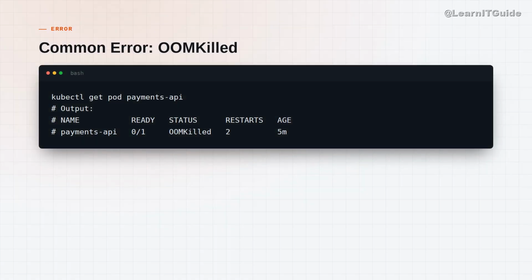So what happens if you get these wrong? You will see an OOMKilled status. This stands for out of memory killed. It happens because your application exceeded the memory limit you defined. The kernel killed the process to keep the node alive. If you see this, it means your limit is set too low for your application's actual memory usage, or you have a memory leak that needs fixing.